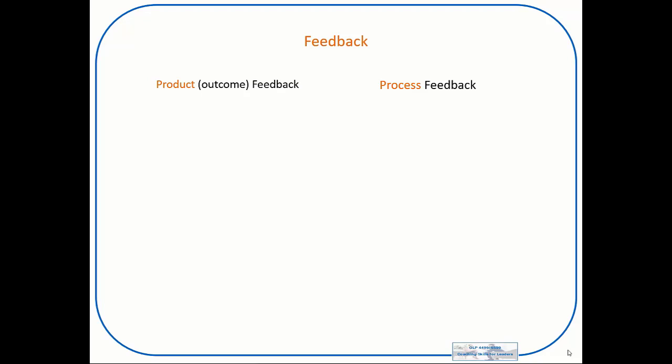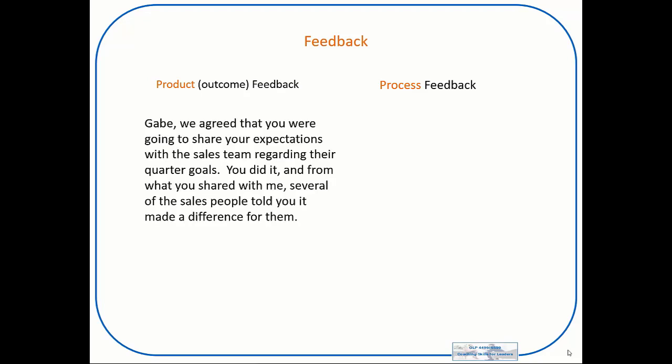So let me give you some examples. An example of product feedback with a performer might be, "Gabe, we agreed that you were going to share your expectations with the sales team regarding their quarter goals. You did it. And from what you shared with me, several of the salespeople told you it made a big difference for them." So this is quality feedback because we say specifically what Gabe did. He was going to share his expectations, and he did. And we share the impact, which is several of the salespeople told you it made a difference to them. So that's an example of product feedback.